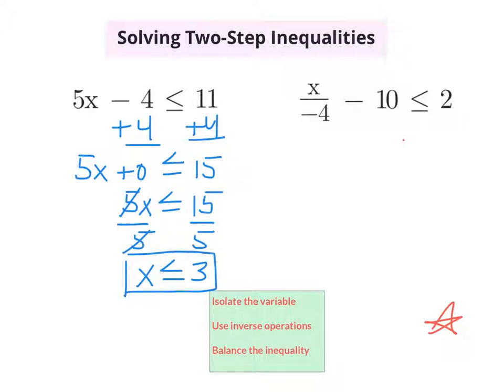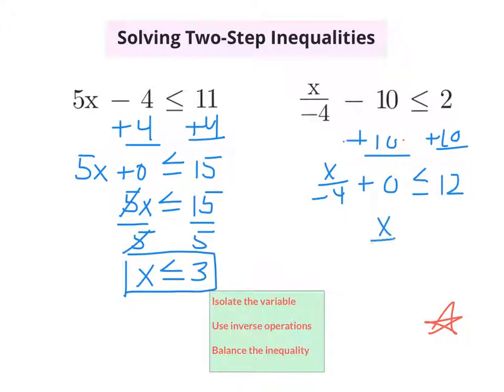So now I'm going to proceed as normal. On the side of the inequality with my variable, I have subtraction. I undo subtraction with addition. So I'm going to add 10 to both sides of my inequality. My x over negative 4 comes down. Negative 10 plus positive 10 is 0. I bring down my less than or equal to symbol, and 2 plus 10 is 12. I'm going to clean up my problem, so I have x over negative 4 is less than or equal to 12.